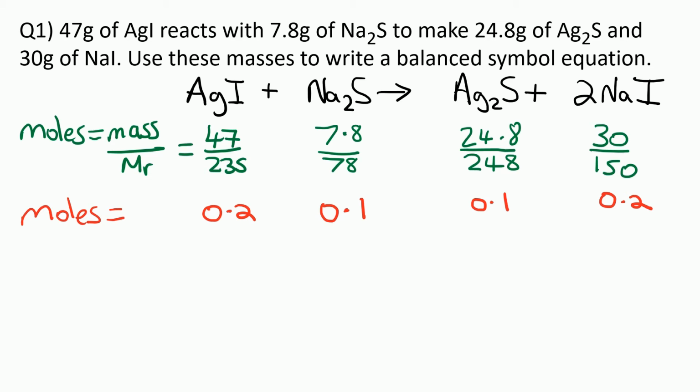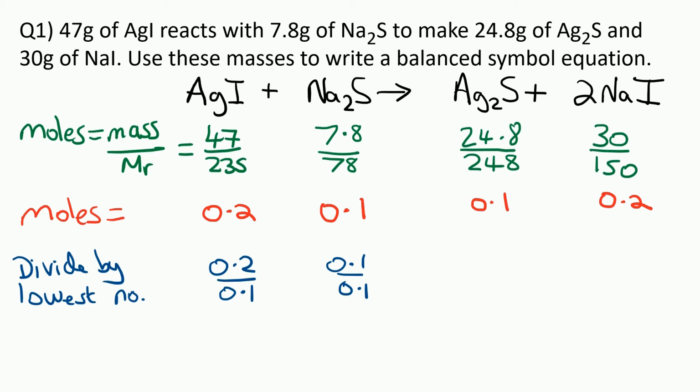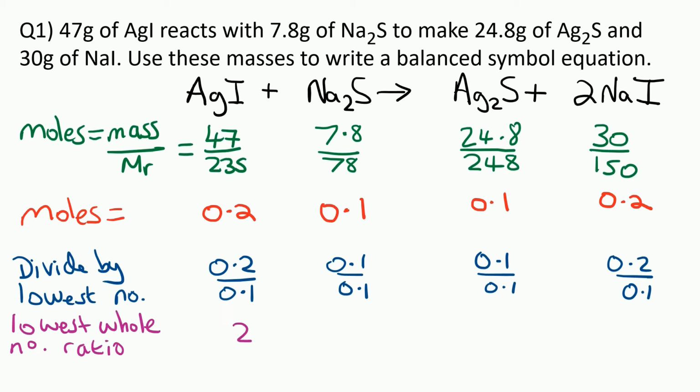You could probably spot there what the ratio is going to be, in which case you don't need to divide by the lowest number to find the ratio. But if you're struggling to spot the ratio, as in some questions the numbers might not be quite so easy, then you do each number that we've just worked out divided by the lowest one. So in this case, it's 0.2 divided by 0.1, 0.1 divided by 0.1, 0.1 over 0.1 and 0.2 over 0.1, and the ratio therefore is 2 to 1 to 1 to 2. And then we put those into the equation as our balancing numbers.